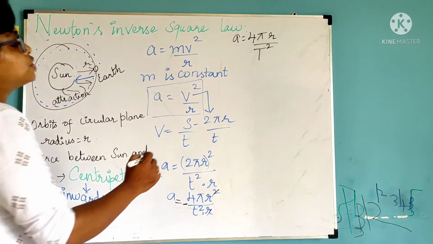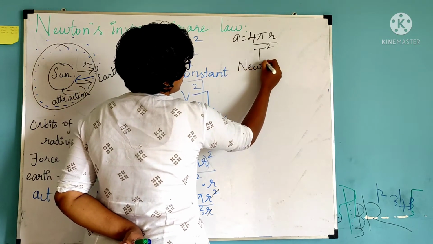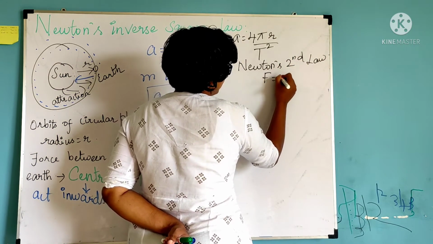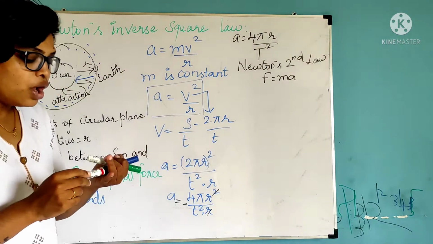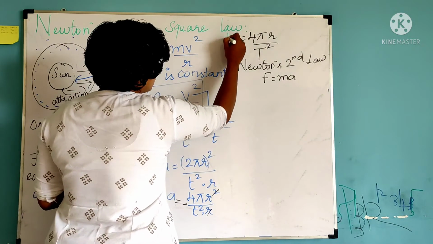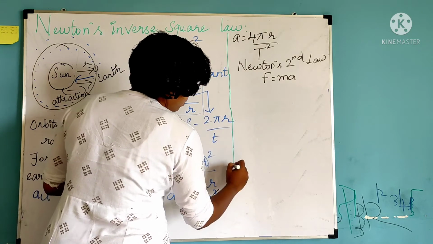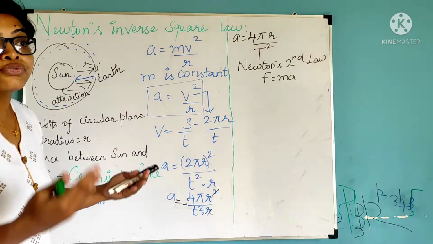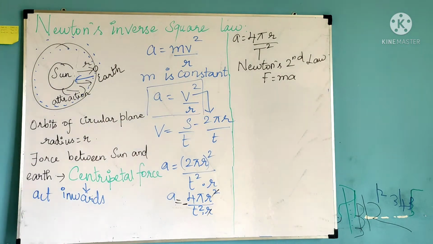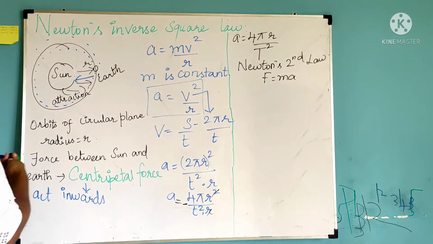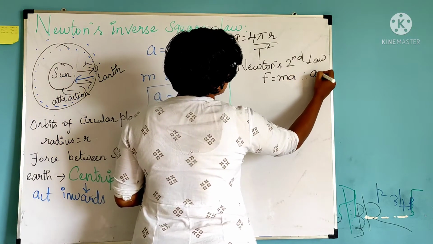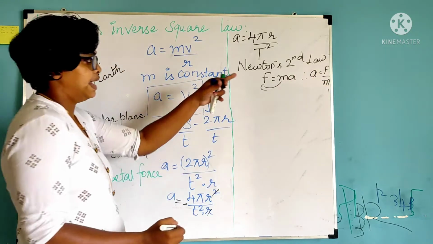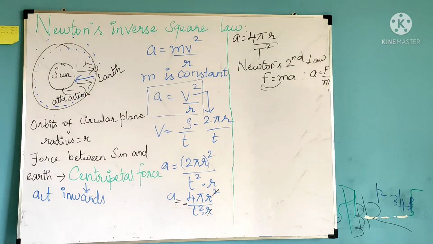Next, we are going to include Newton's second law. What is Newton's second law? F is equal to ma. We know force is based on mass and acceleration. The product of mass and acceleration is called force here. So we are applying Newton's second law. F is equal to ma, which can also be written as a is equal to F divided by m, when you bring this down.